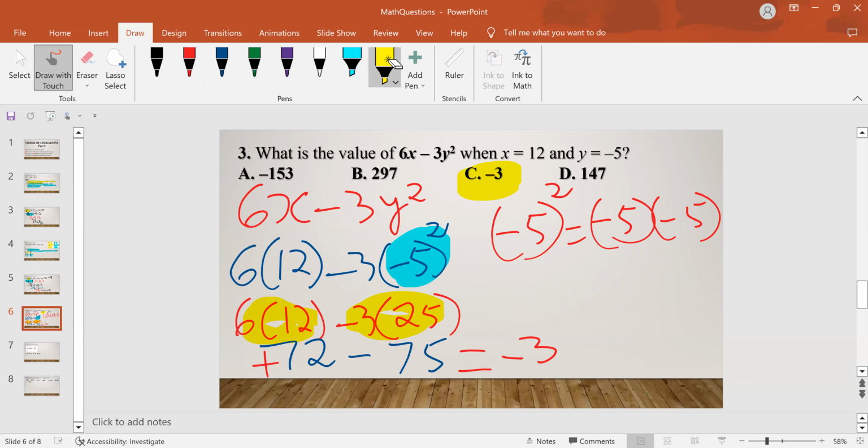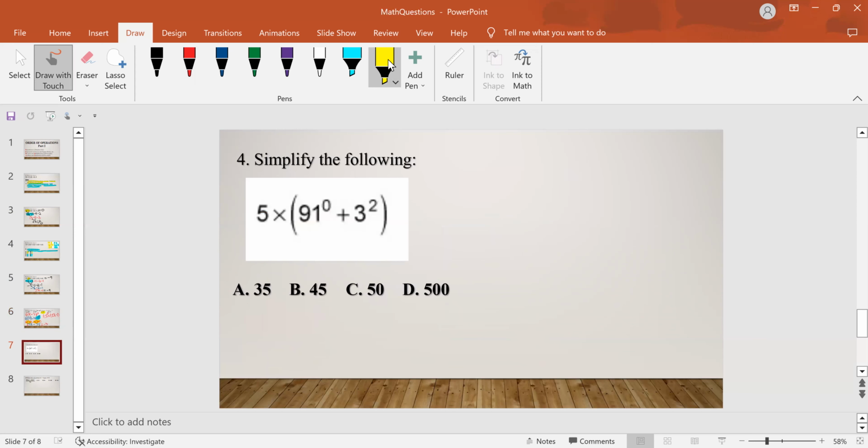Now let's see question number 4. Question number 4 looks complicated, but it is the easiest question for this video. Okay, you have to understand something. Inside the parentheses, again, I'm going to use PEMDAS. So inside the parentheses, you have 91 raised to 0 power. Every time you have a number raised to 0 power, know that the result is 1.